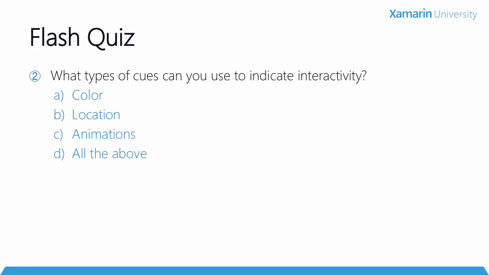What types of cues can you use to indicate interactivity? And yeah, all these are great examples. There are others as well, and don't be afraid to use more than one on the same UI element.